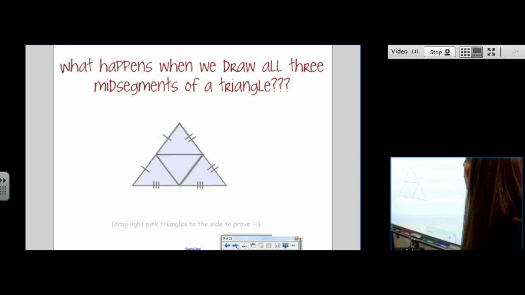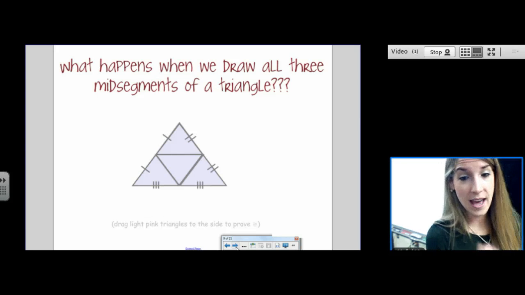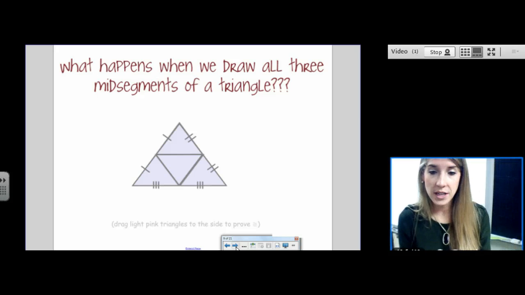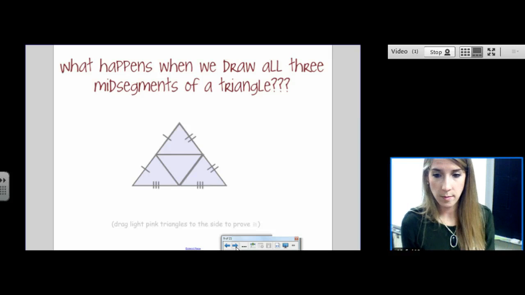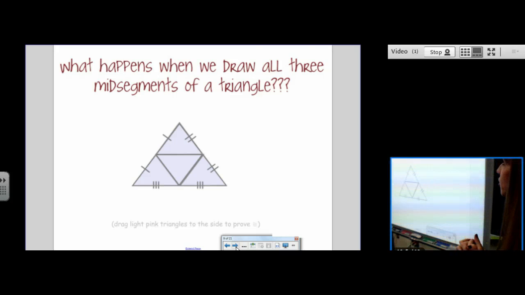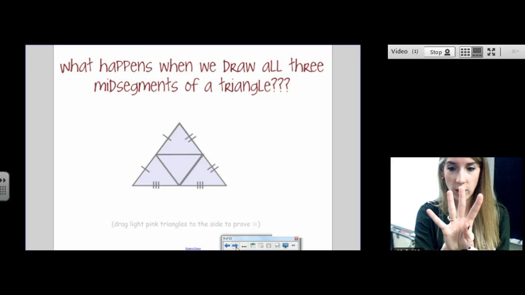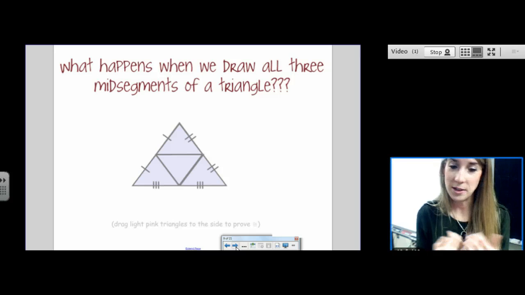Okay, so what happens, oh, by the way, triangles have three midsegments, right? Because they have three sides. So a triangle is going to have three midsegments, although sometimes we'll only look at one midsegment at a time. But what do you think is true if I draw all three midsegments of a triangle? I'm going to produce 4 triangles, and what do you think is going to be true?